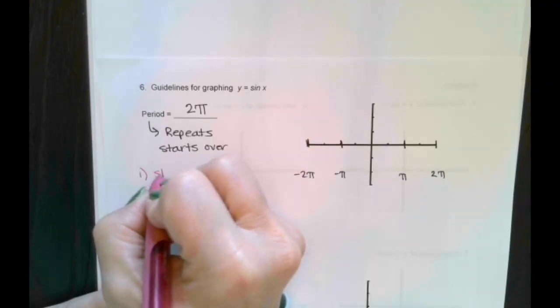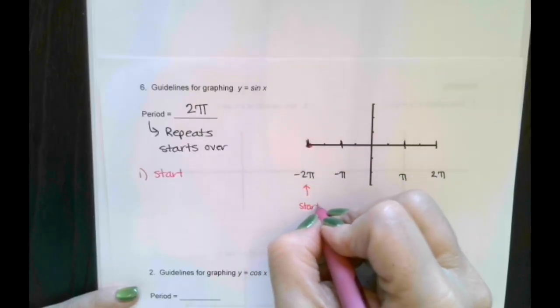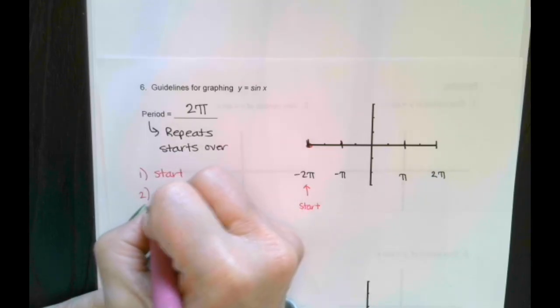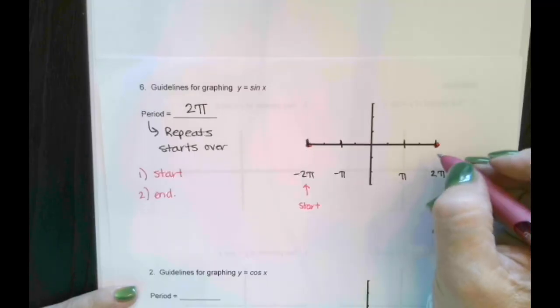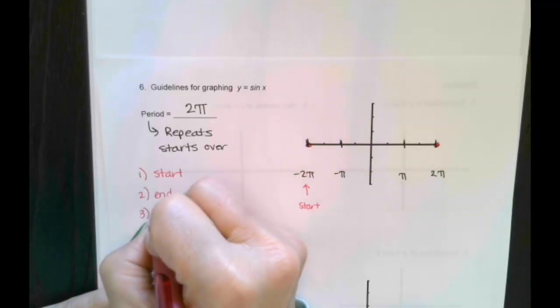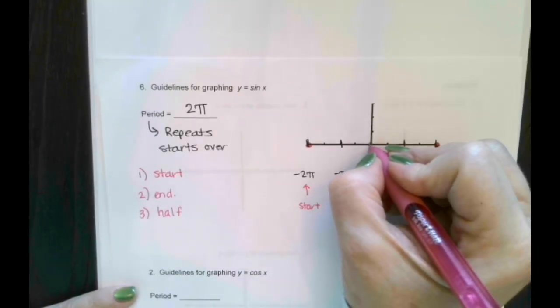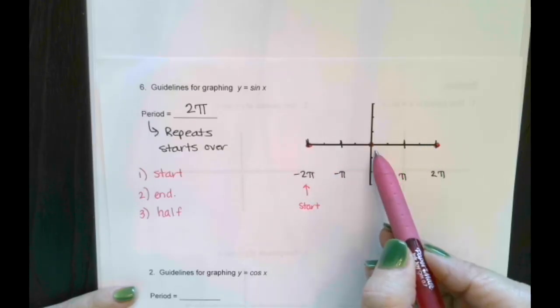Okay, because my opposite hash marks are going to be my pi over 2. Okay, so here's what I know. I'm going to ask myself these things. So the first thing I'm going to do is, where does it start? So my start happens right here. So this is my start. And then where does it end? So my ending point is going to be right here. The next thing I'm going to ask myself is, where is the halfway point? The halfway point is right here in the middle.